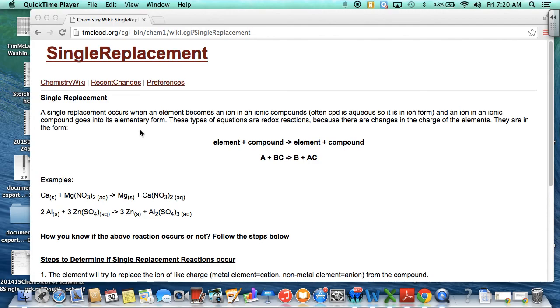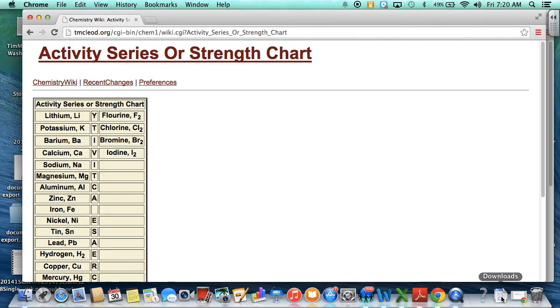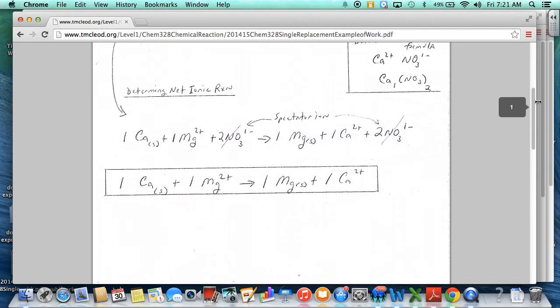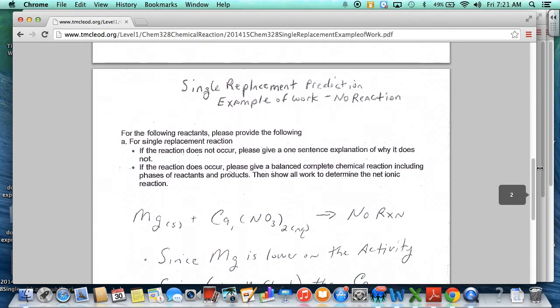At this time, you should have opened this link on how to predict single replacement reactions and the associated chart, which is called the activity series, or I call it the strength chart. And there is a link to two examples, one where the reaction does occur, and then scrolling down to one example where the reaction doesn't occur. So you should have all those open by now.